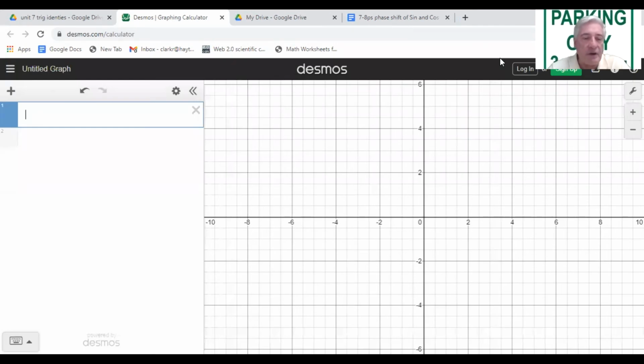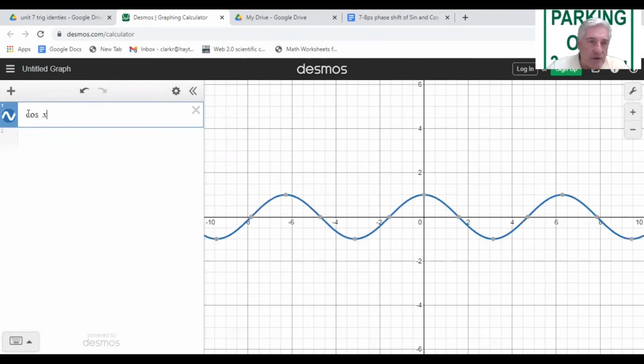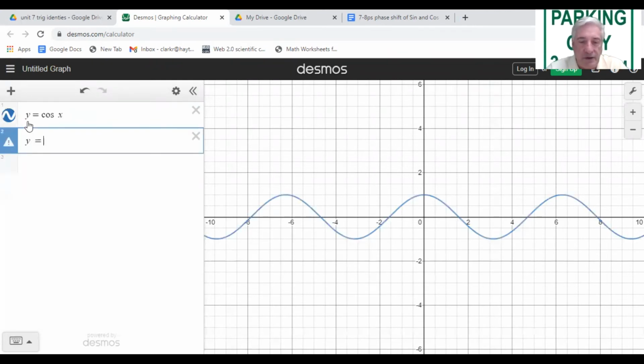All right, first thing I want you to graph is the basic one again. Let's do cosine. Y equals the cosine of x. I get the same graph. On your calculator, hit the y equals button, cosine, put the x into parentheses. Now, let's also graph the next one, put in sine. Y equals sine of x.